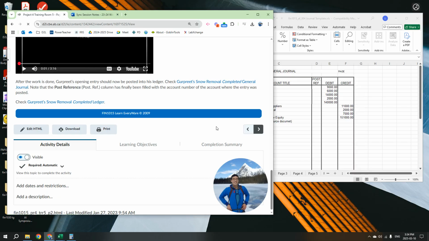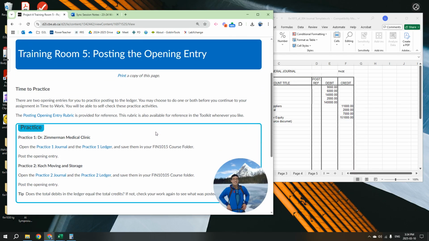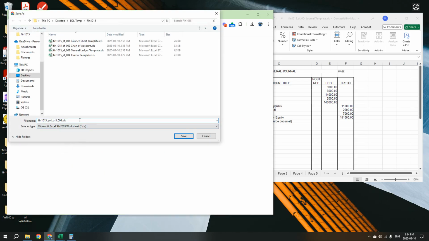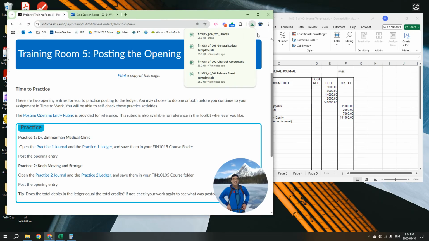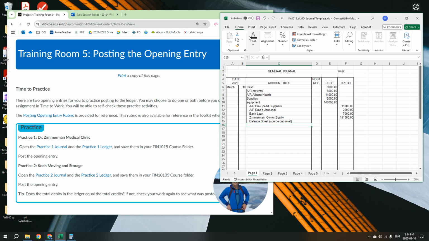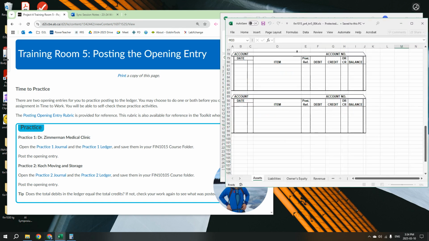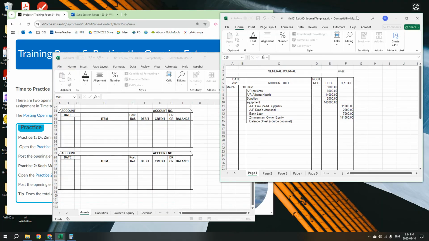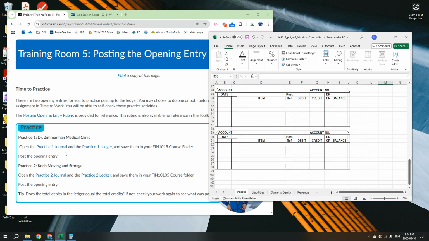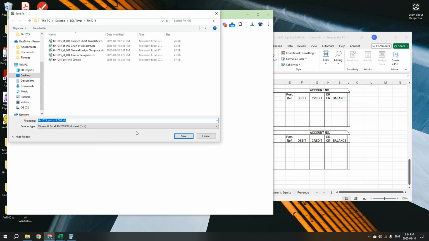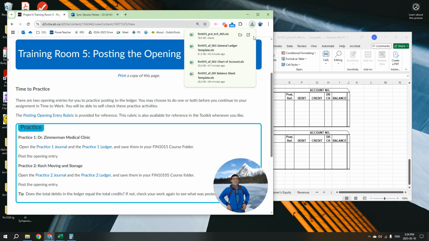Now on page 3, we have the Zimmerman Medical Clinic again. And we're going to open the practice journal. We'll just save that one and open it. There it is. That is our practice journal. As well, we have our practice ledger.